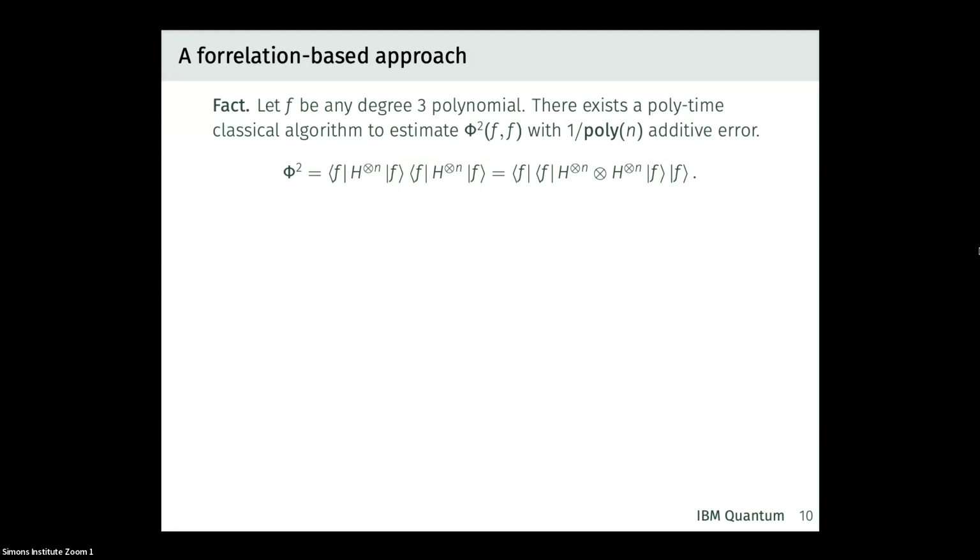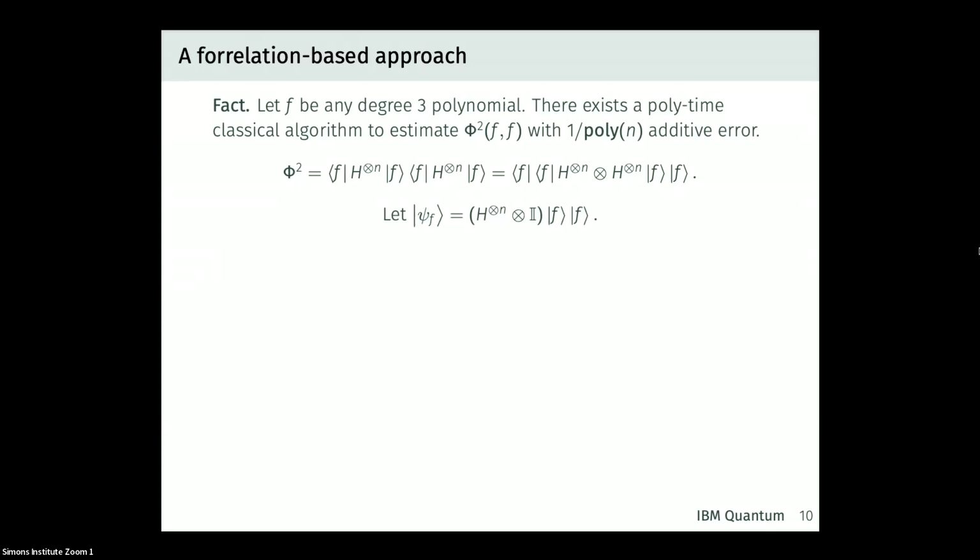The square of the forrelation you can just express as this quantity. As we said, this is the expectation of this Hadamard observable on f, and we're just taking the product of 2 of these. Notice that I don't have to worry about complex conjugation because everything is real. Then I can just view this as having 2 copies of this f state and looking at the expectation of this observable.